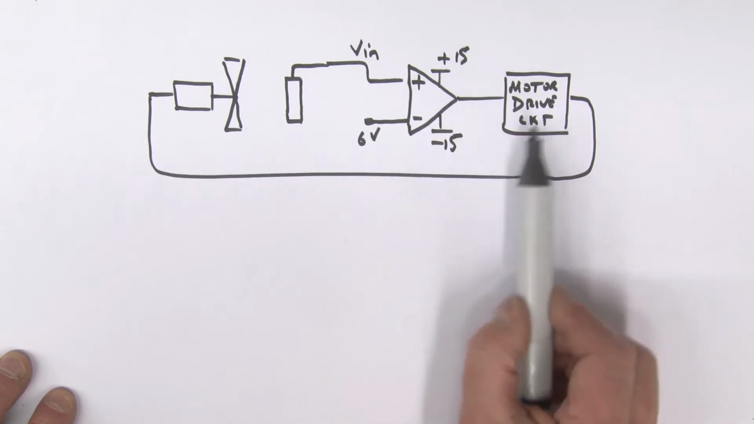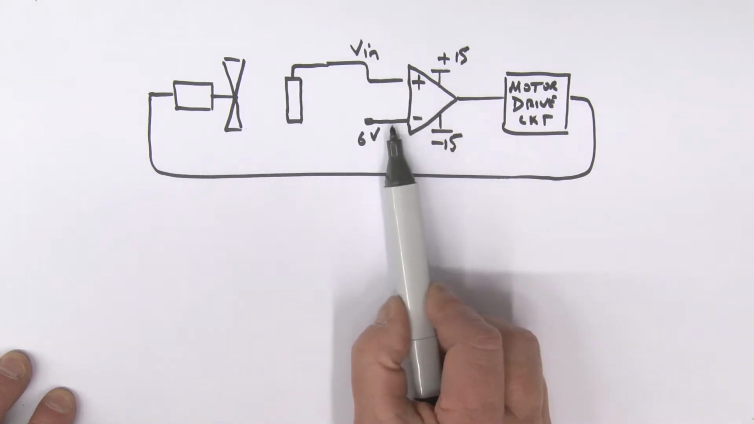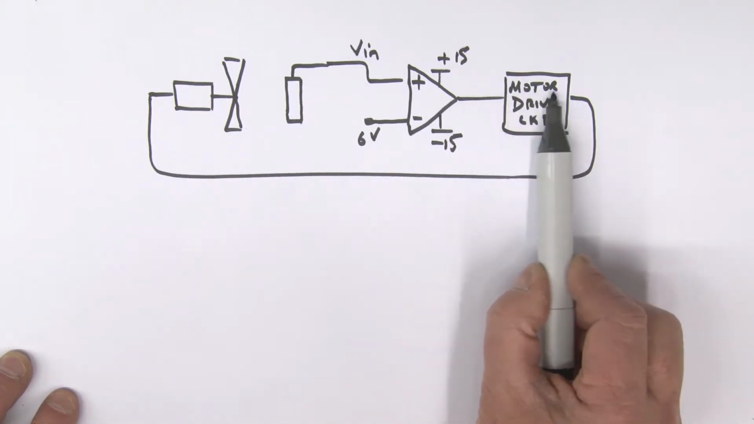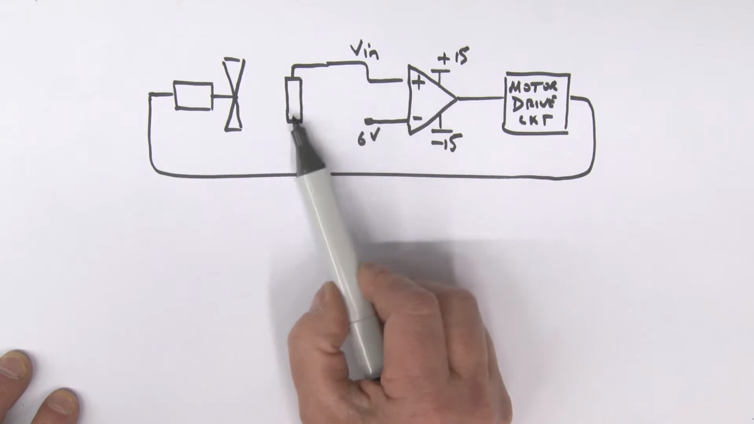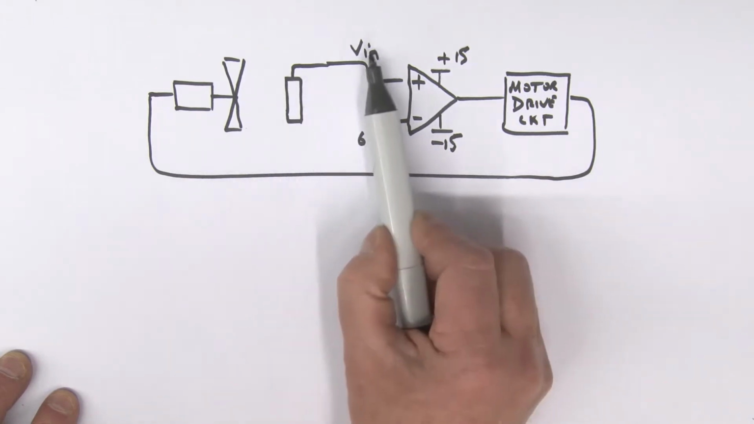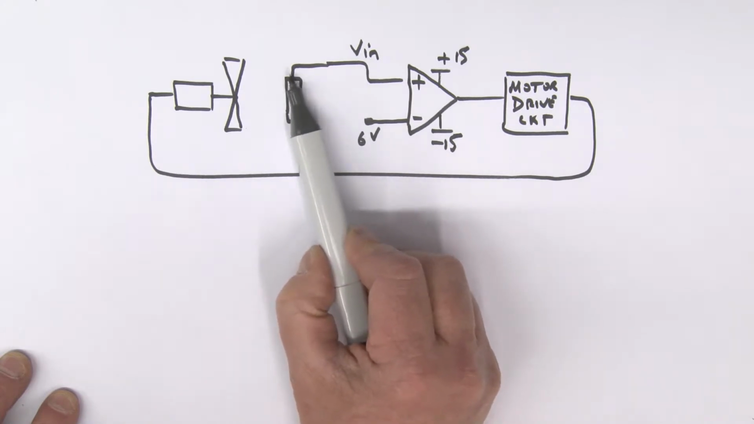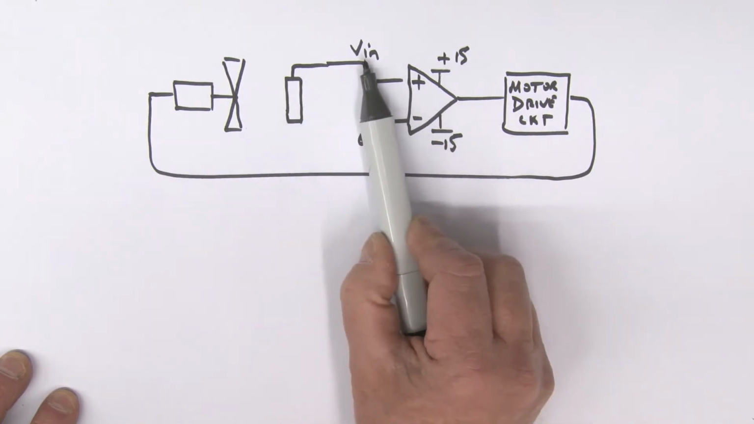All right, now let's have a look at what's happening here. Supposing this input voltage V in is less than 6 volts. The output over here is going to be sitting at what? Yes, a minus 15. If this is sitting at a minus 15, then this motor drive circuit is not turning on the motor over here. So the fan is not turning. As the temperature increases here, V in increases. We've got a transducer here that gives me a voltage that's proportional to temperature. So the temperature goes up, V in goes up.